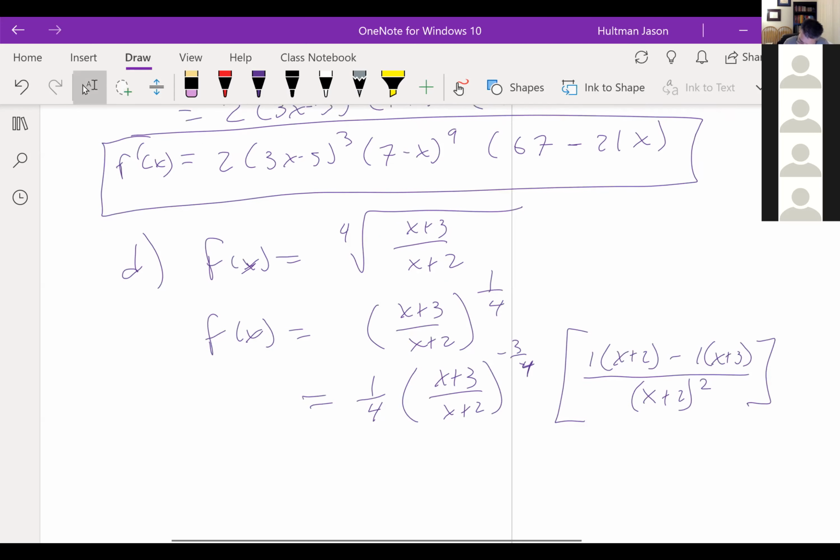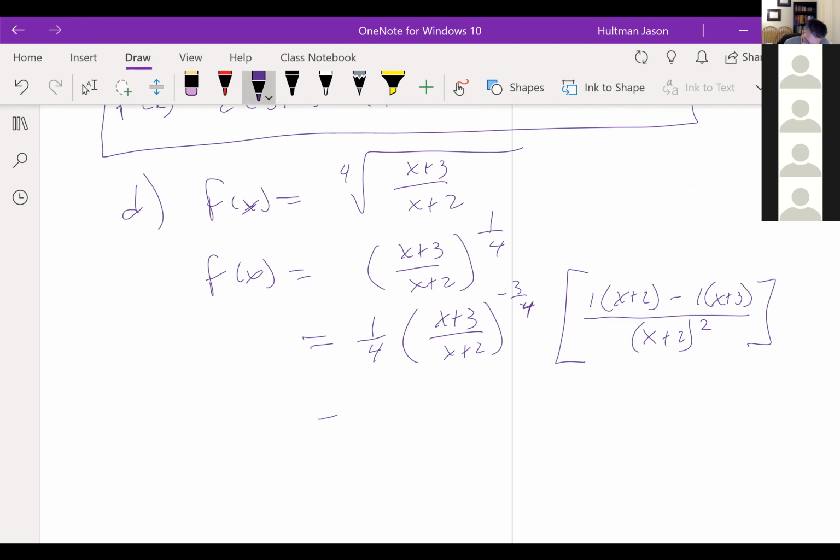Very good. Okay, this is equal to 1/4 times, now, does anybody know what I can do with a fraction raised to a negative exponent? Anybody know what I can do with that? A fraction raised to a negative exponent.